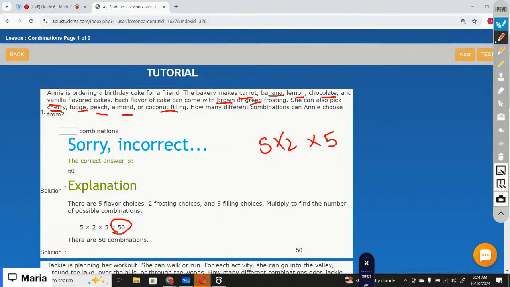The correct option is 50. She has 50 choices, right? Let's just start with the test questions.